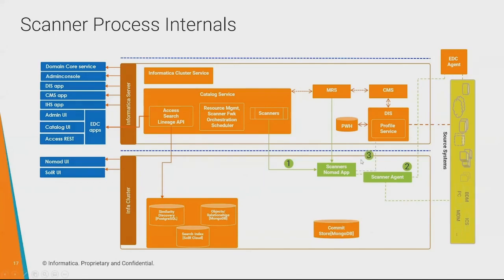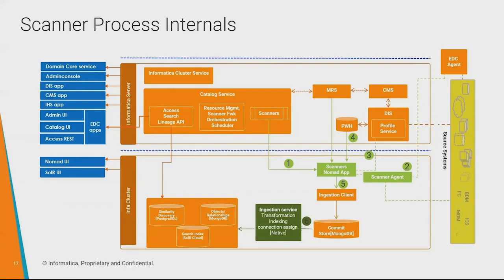Okay. And in case of any relational source, the scanner application sends a request to the data integration service for any data profiling job to be run, and those profiling results are stored in the profiling warehouse. And in the fourth step, the scanner process reads that profiling result from the profiling warehouse. And once all scanner stages are completed, metadata results are staged into the MongoDB commit store to be processed by the ingestion service. Right.